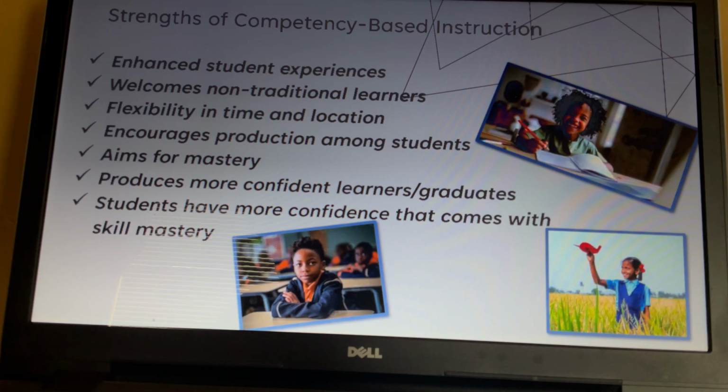The goal is mastery, not just to be passed on to the next level, not just to spend time in a classroom, but mastery. Our students are not only more confident in the learning environment, but they're more confident people in all walks of life.